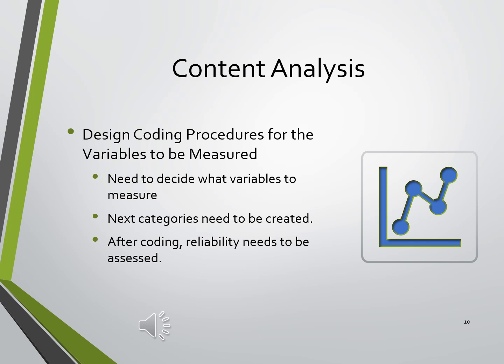The design codes are the procedures for the variables that we're using in order for the variables to be measured. So it's not often an easy task to go about doing this. We really need to decide what variables to measure, what's important, what we want to know, what it is that we want to take away from the research that we're investigating. Next, we need to create categories to try and group the variables or the data that we're finding. And then after coding this information, there needs to be an assessment of reliability needs in the information that we're collecting.